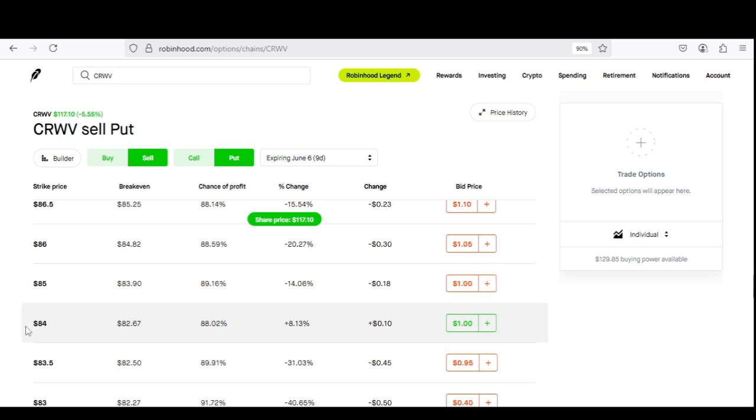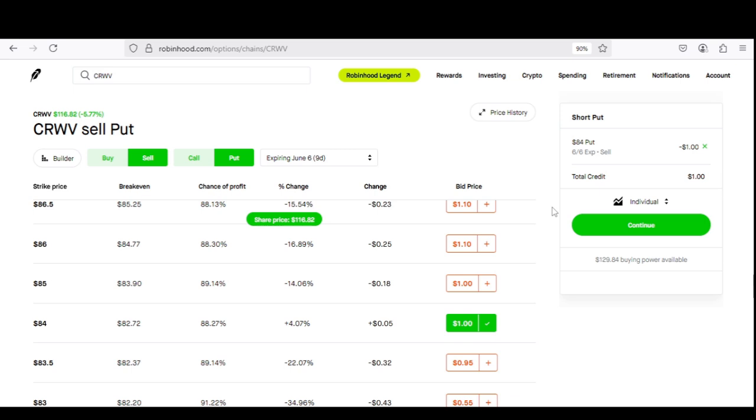So $84 strike price, and now my chance of profitability is around 88%, which is still extremely high. But this time, because I extended my expiration date, the amount of money I'm going to be receiving is now going to be double. So if I were to wait an extra 7 days, I'll be getting $100 instead of $50. So that is it pretty much here.